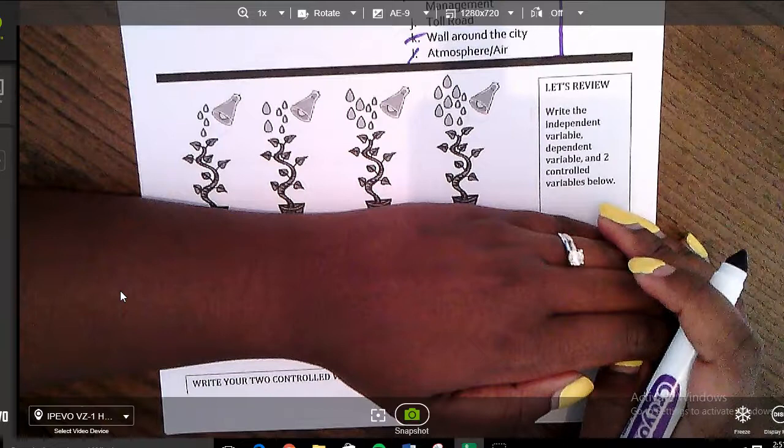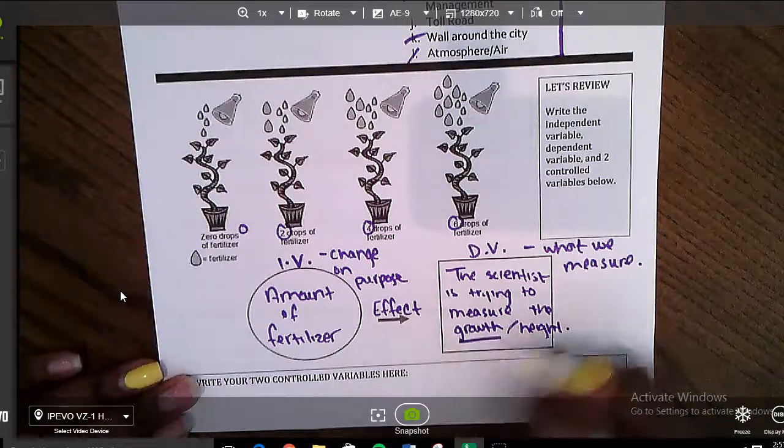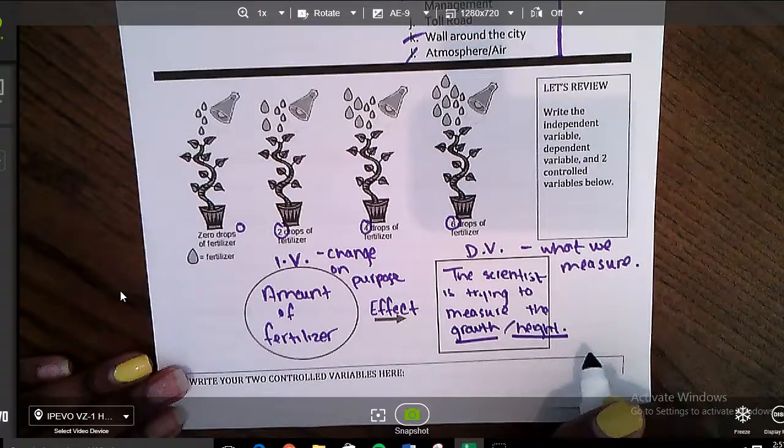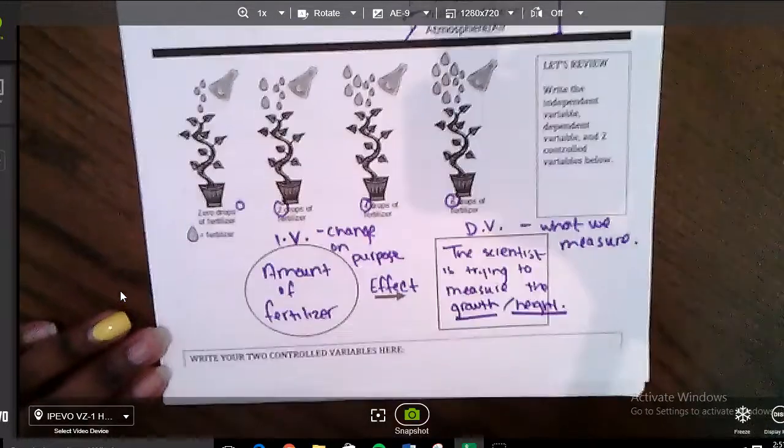So you already saw it, so I'm just going to show it to you. Boom. The scientist is trying to measure the growth or height. I'll accept either one of the plant. Okay, now this is the tricky part. Now we need to move to the controlled variables.